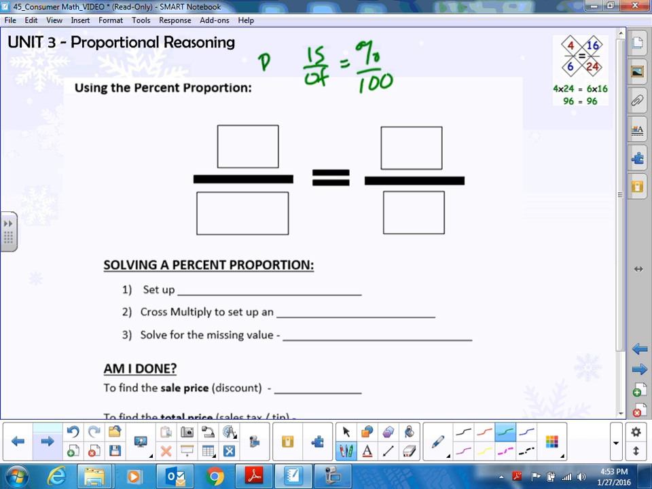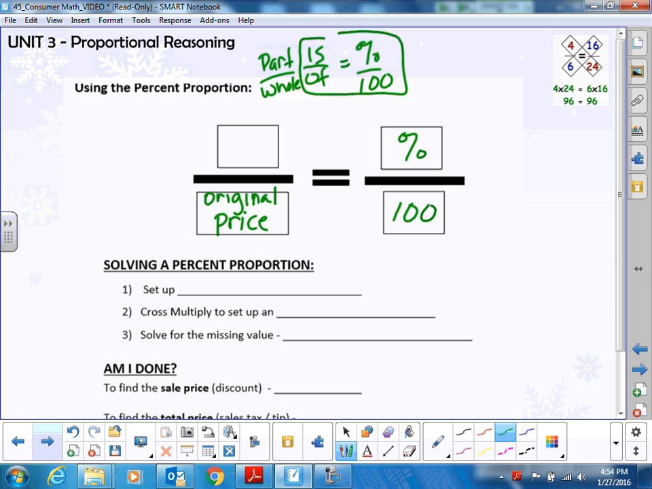But I also want you to think of this as the part over the whole. So this is the same thing, part over whole equals percent over 100. And that's what we're going to be using. So the whole price is the original price of whatever item that you're looking at or whatever service. If you're looking at the menu, what it costs when you go to a restaurant, that's the original price that you're paying. And then, of course, we have our percent of our discount, percent of our tip, whatever it is. That's always over 100.